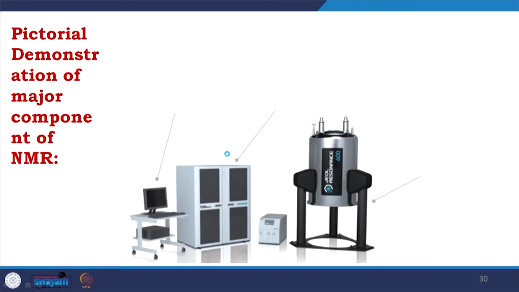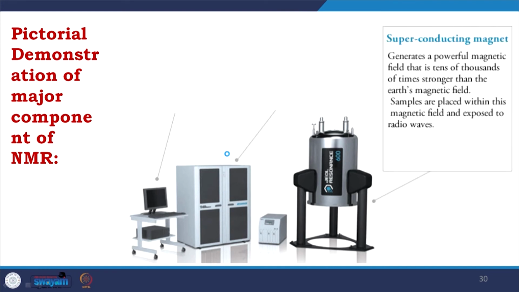Now, this is a pictorial demonstration of the major components. This is the superconducting magnet, which generates a powerful magnetic field that is tens of thousands of times stronger than the earth's magnetic field. As I said, samples are placed within this magnetic field and exposed to radio waves.